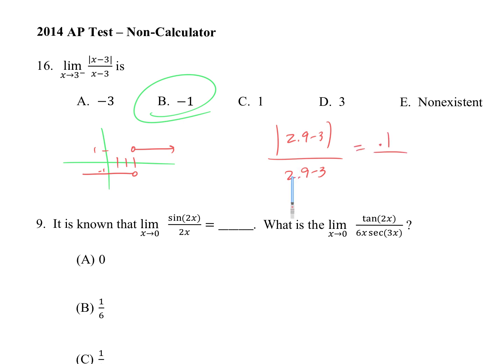What about 2.9 minus 3 on the bottom? What's any number over itself? What's 8 divided by 8? What's 8 divided by -8? So what's 0.1 divided by -0.1? -1.